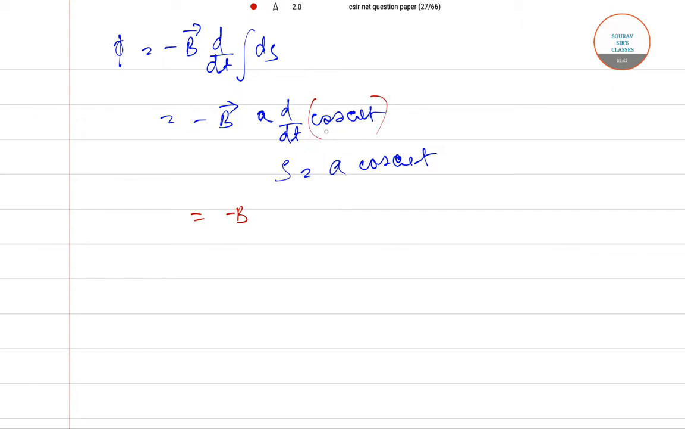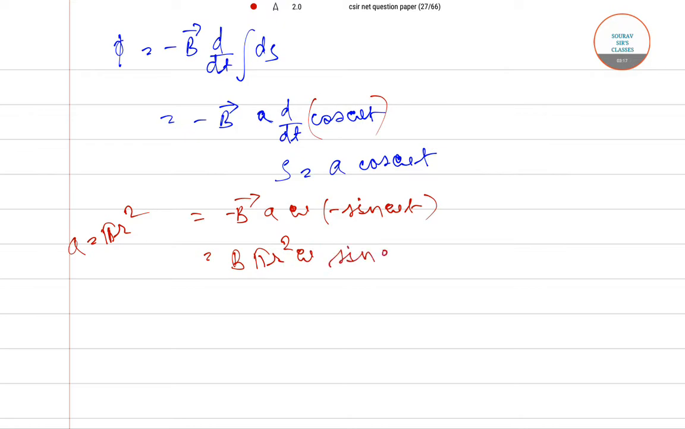The d/dt of cos omega t is minus omega sin omega t, with a minus sign. So this is minus B A into omega into minus sin omega t, where A is the area, which is pi r square. So this equals B pi r square omega sin omega t.